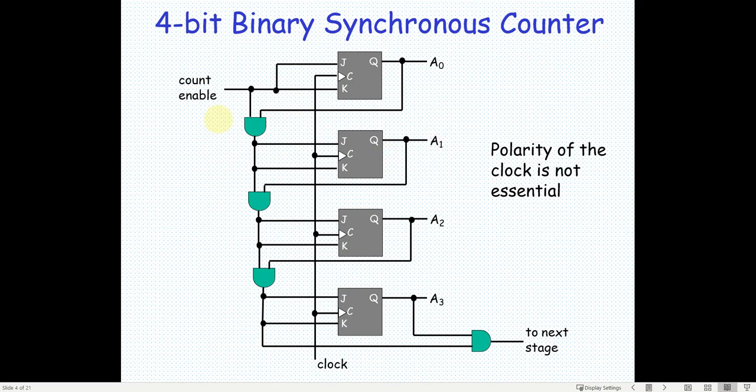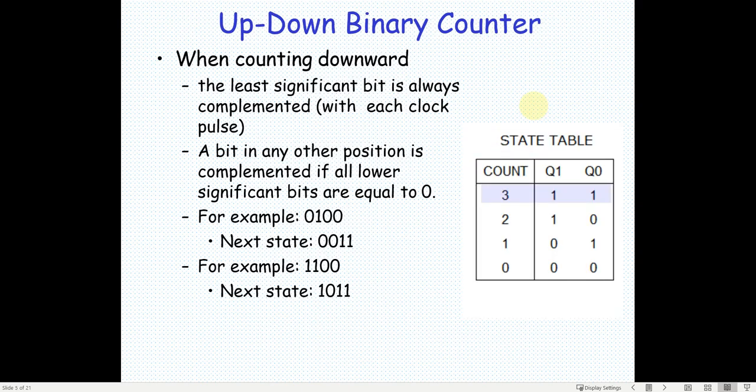We'll see in the next class, where I'll put some practical examples of how this count enable is used. For the time being, you can assume that this will be high. It is only a start: you can use this signal for starting the count and stopping the count. And if you want to reset the counter, then you will have to use the reset pins. That's not shown here.